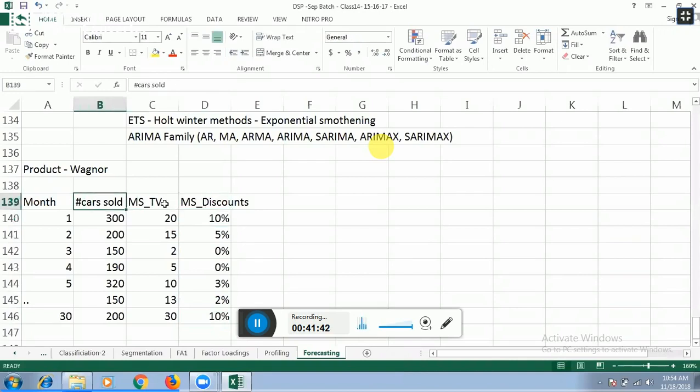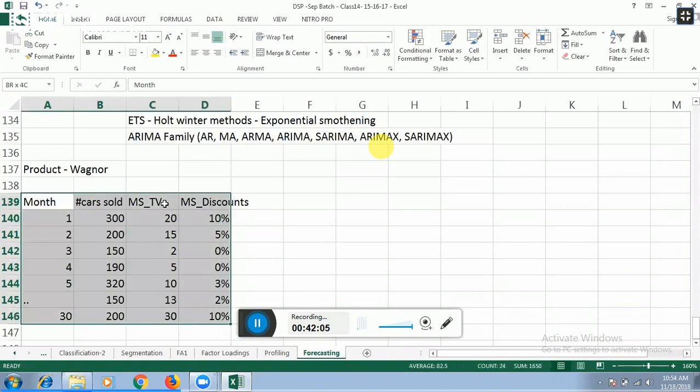So basically, do you think the sales depend on these variables also? Because the amount of discount you give, and the marketing spend on TV, that can also affect your sales, right? So if I take only one series, this is what we call the univariate time series.